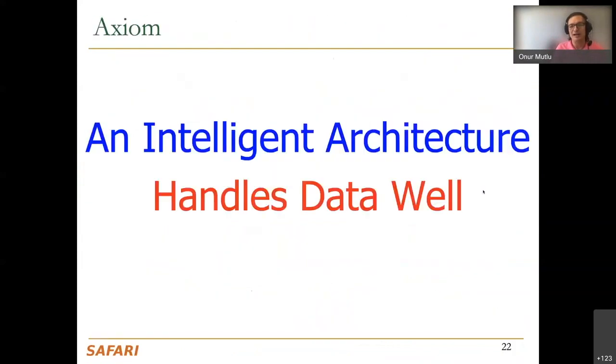Okay, so I will start with this axiom, basically. I will say we want to design intelligent architectures for the future because these architectures, these platforms are going to make decisions for us going into the future. And they have to be intelligent. And I believe that intelligent architecture has to handle data well. I'm not going to question this from now on.